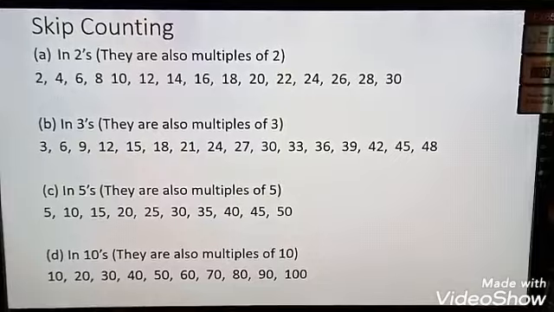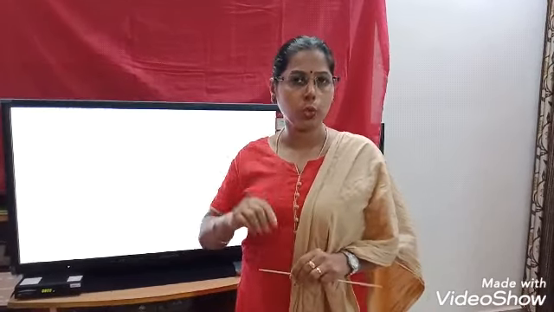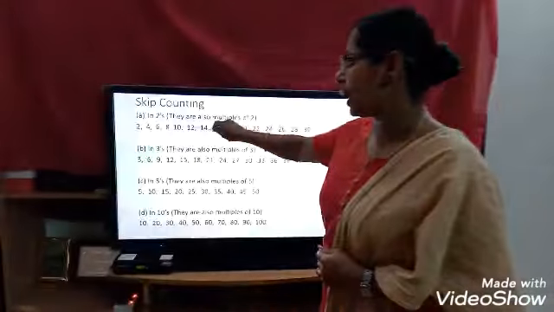How do we do that? 1 and 2. Then 3 and 4. 5 and 6. 7 and 8. 9 and 10. So it goes on. You have to skip one number in between to do the skip counting in twos.